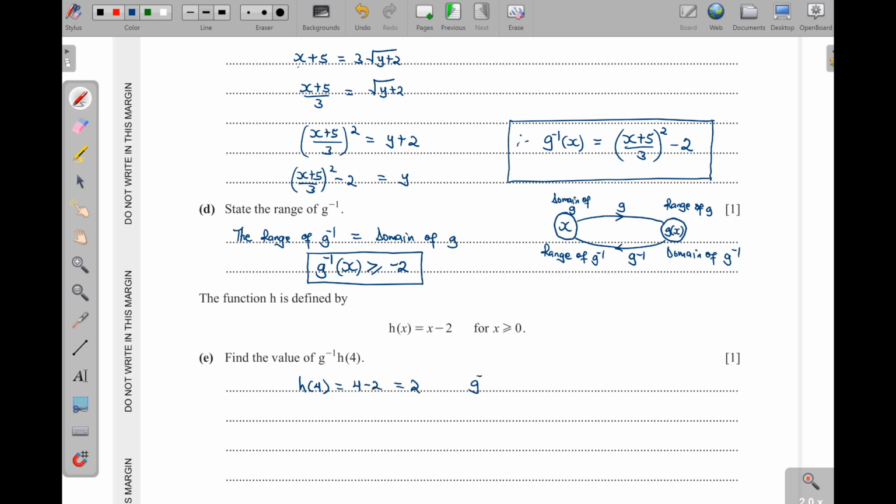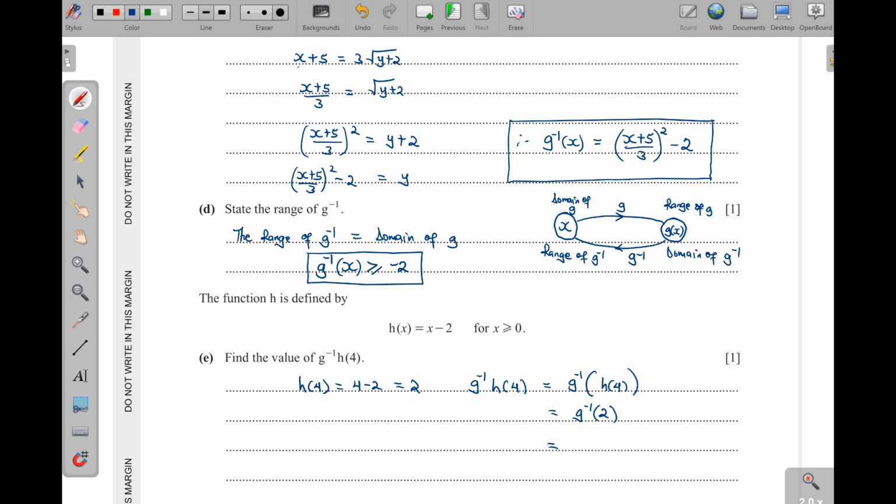That means g inverse of h of 4. We are composing this h of 4 into the g inverse. This one is the same as saying g inverse, then you put the h of 4, not so? And here, the h of 4, we have gotten a 2. Now g inverse is here, so we just substitute, not so?